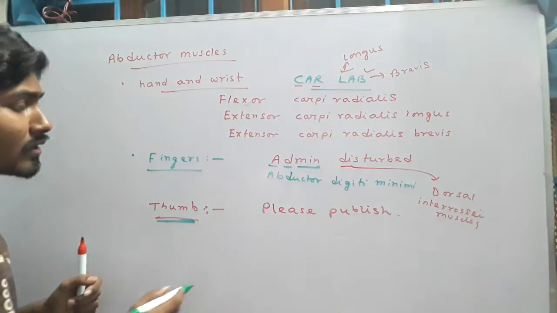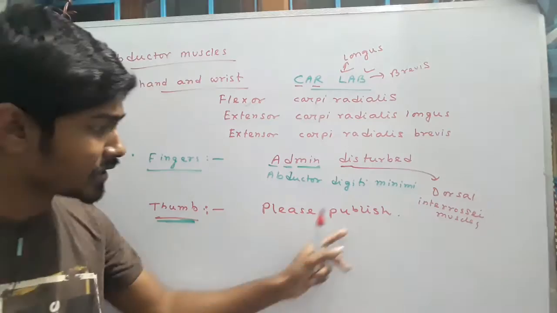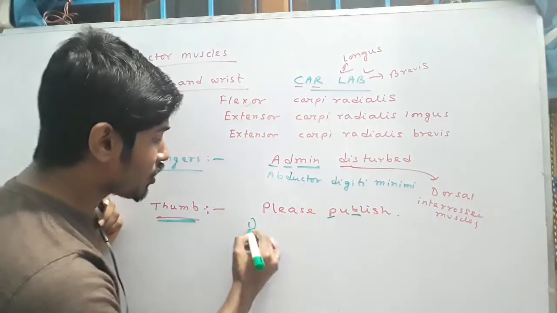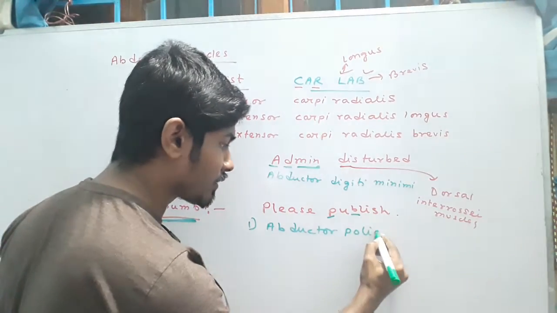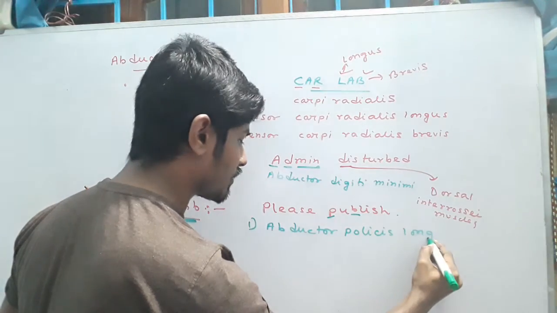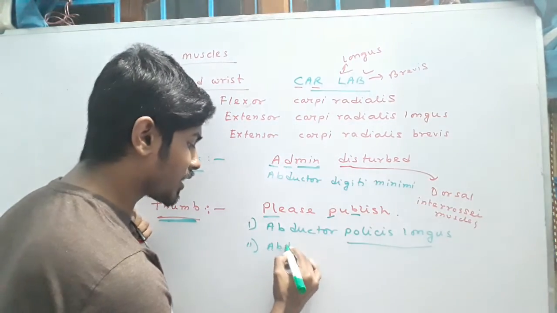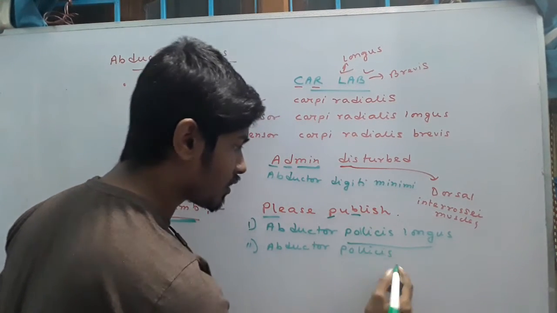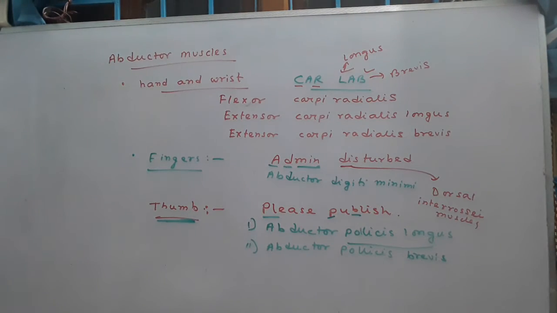So thumb abductor muscles are PL, that means pollicis longus, and PB, that means pollicis brevis, and they are abductor muscles. So one of the muscles will be abductor pollicis longus. Okay, so PL means pollicis longus, and the other one is abductor pollicis brevis. Okay, so abductor pollicis brevis.